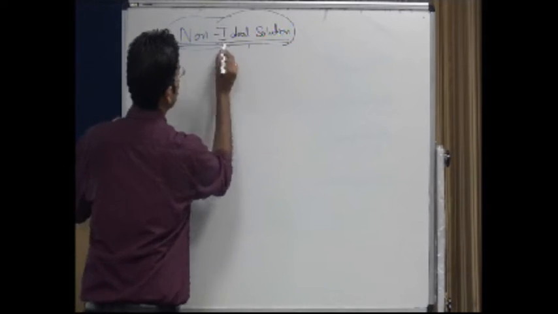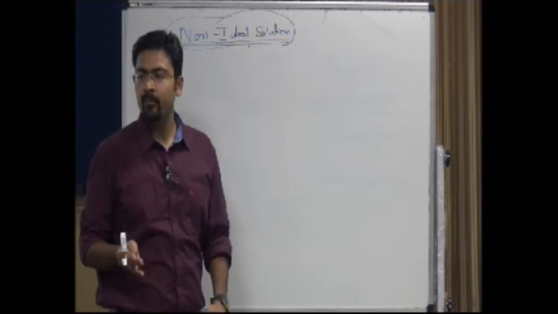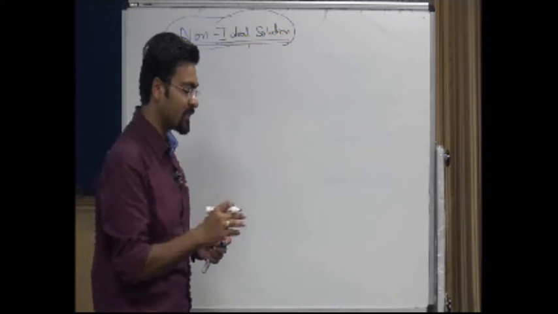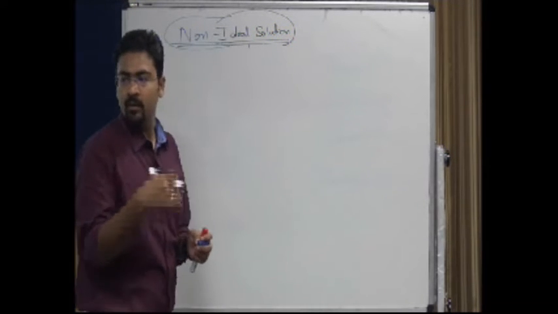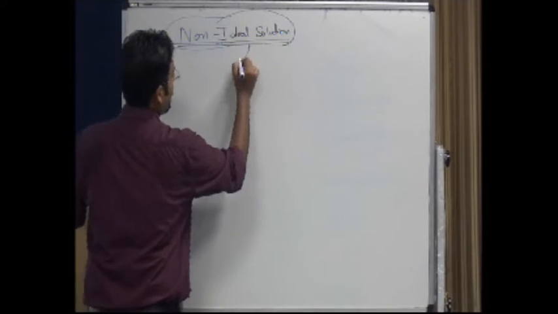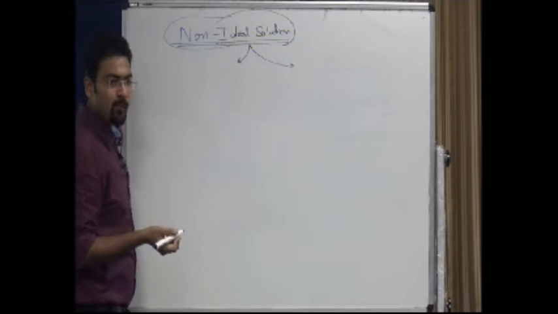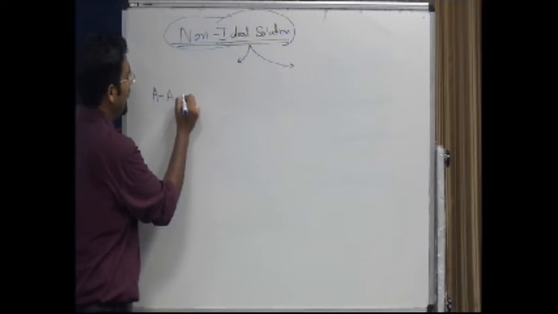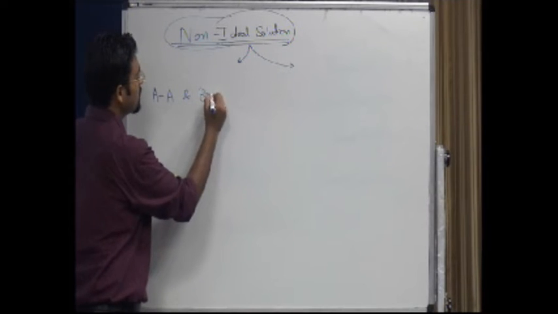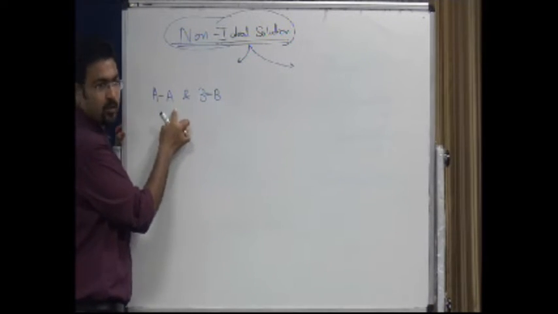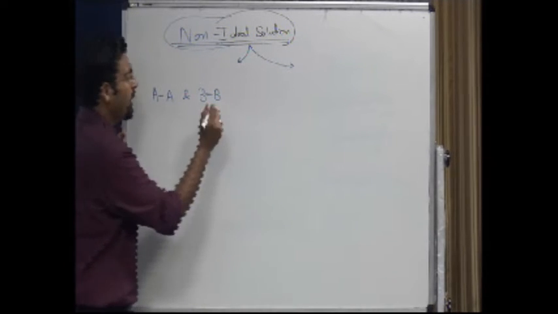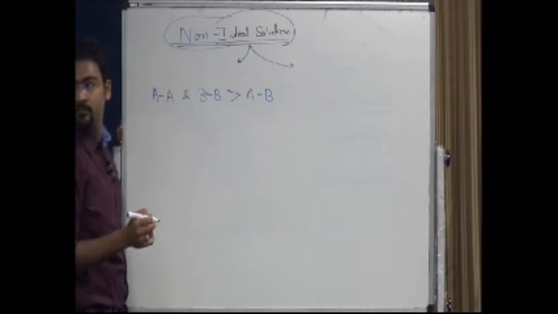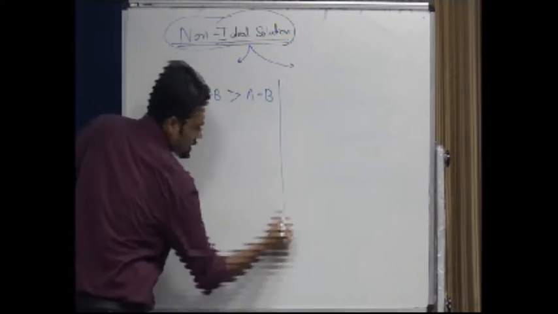Next is non-ideal solution. What if the solution is not ideal? And moreover, first of all, what all cases will actually lead to the formation of a non-ideal solution? So if I mix the two substances A and B, both of them are volatile, and after mixing, if I realize that interparticle forces of A with its own particles and interparticle forces of B with its own particles are stronger than interparticle forces between A and B, right? This is case one.